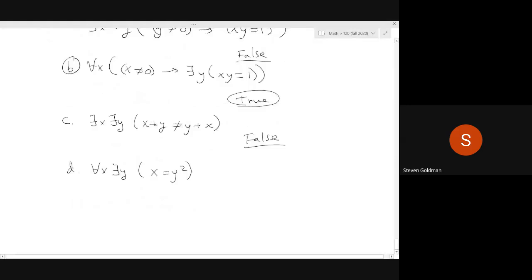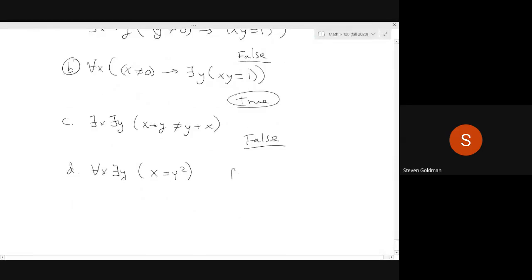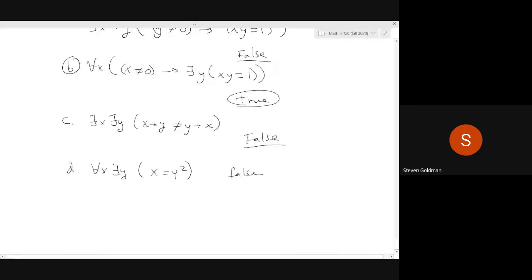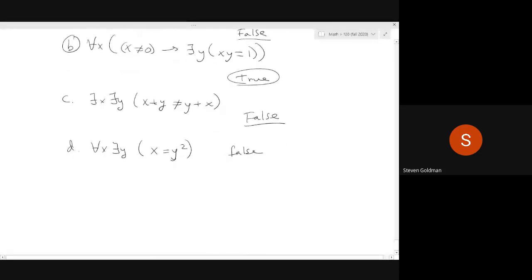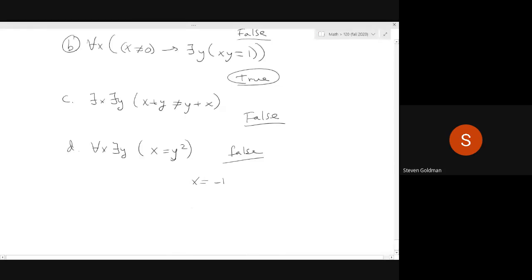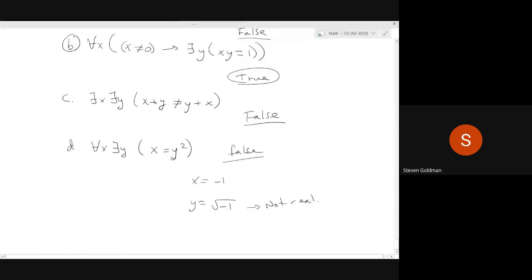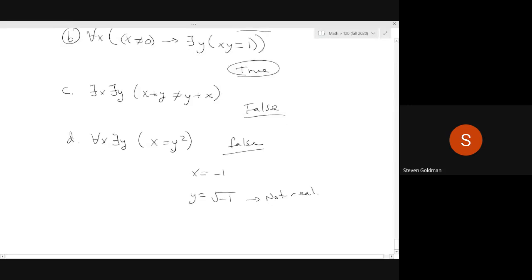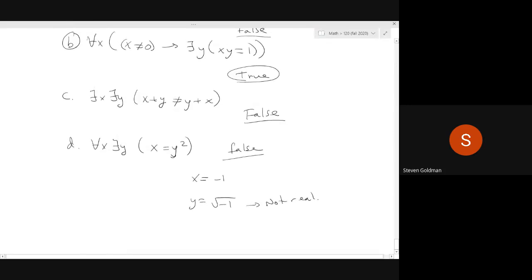So for all real numbers x, there exists a y such that x equals y squared. That's also false. Why is that false? Well, let's say x is -1, similar to what we had before. If x is -1, there is no real number y such that y squared would be -1, right? y would have to be the square root of -1, which is not real. So it's not in the domain. So that's a false statement. So the answer for this was B.